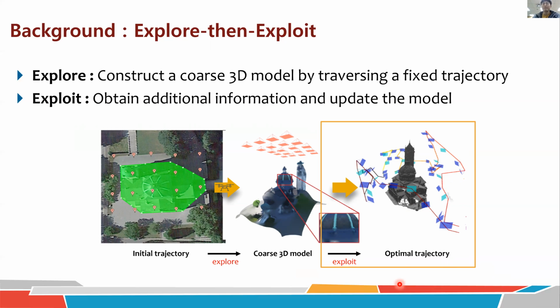In the exploit stage, the information about the reconstruction quality based on the coarse 3D model is utilized to generate the optimal trajectory. So the drone travels along this new trajectory to gather the information needed to generate a higher quality 3D model. This process is effective in gathering the information for accurate 3D reconstruction. However, it can be inefficient as overlapping trajectories can be generated, requiring the drone to visit the same areas multiple times. As you can see right here, some of the sections will be visited multiple times.